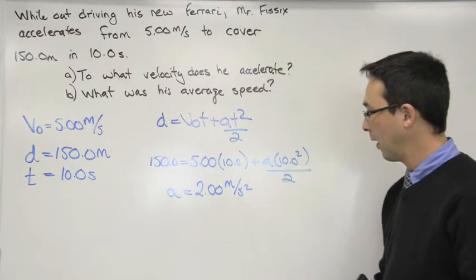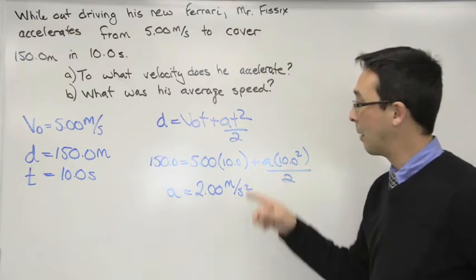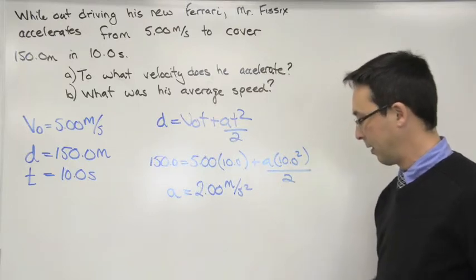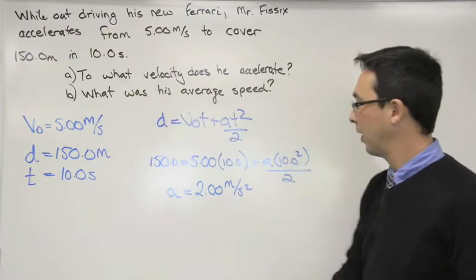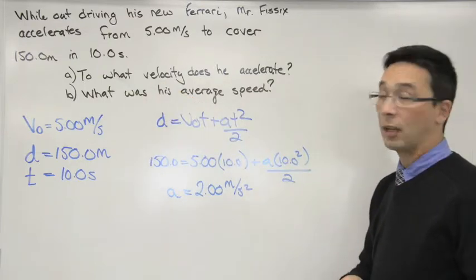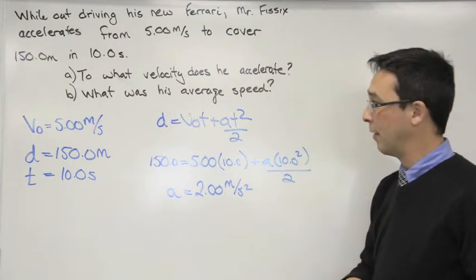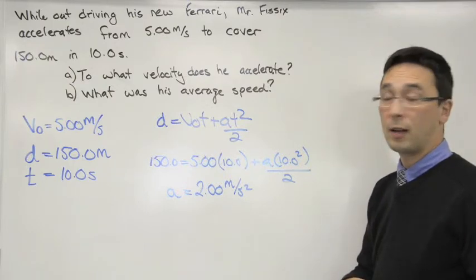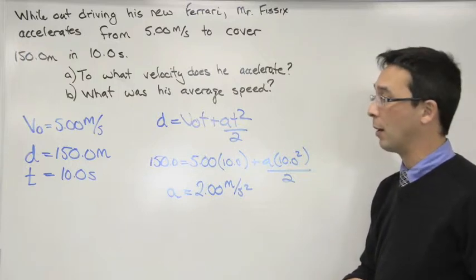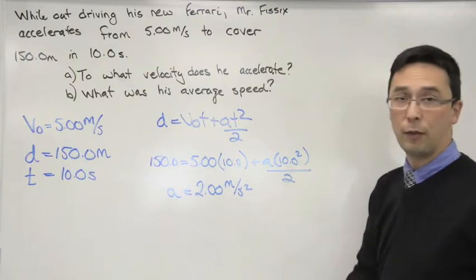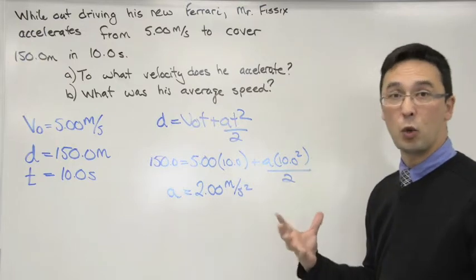Okay, now that I know the acceleration, I can make use of that to find final velocity. And there are two equations that will solve for final velocity for us. VF is equal to V naught plus AT, or VF squared is equal to V naught squared plus 2AD. I'm going to choose the first one simply because it's shorter and easier.